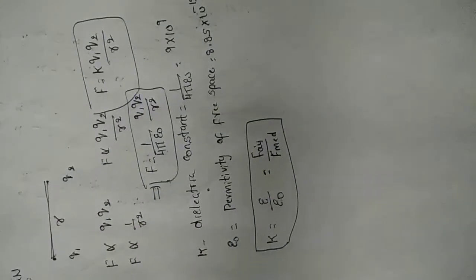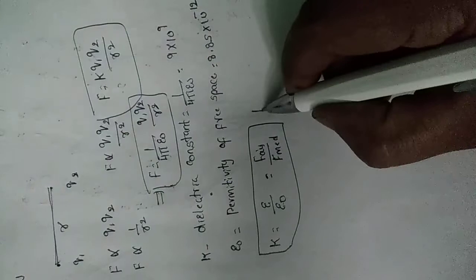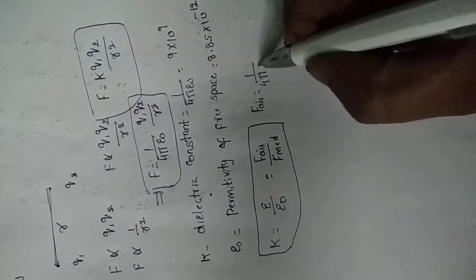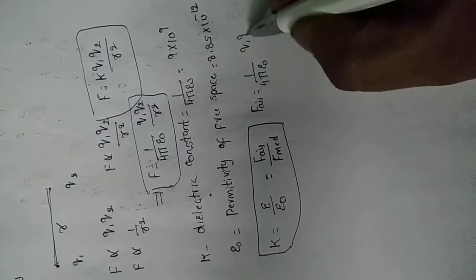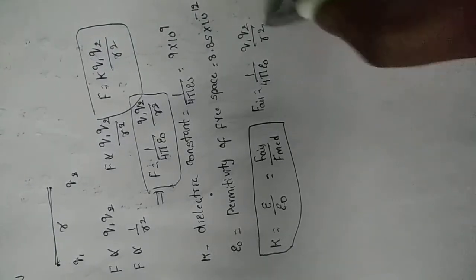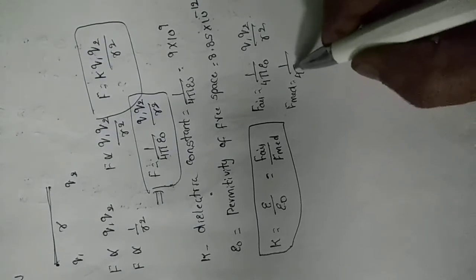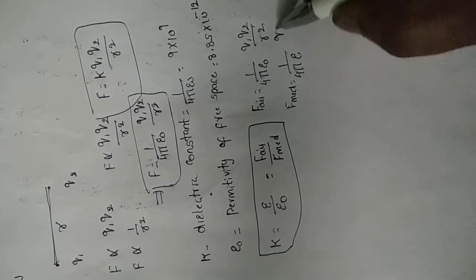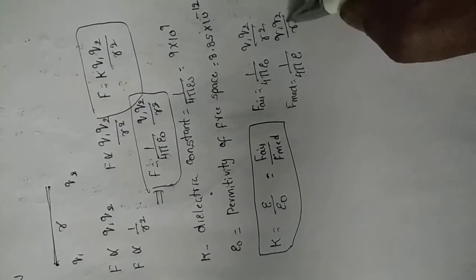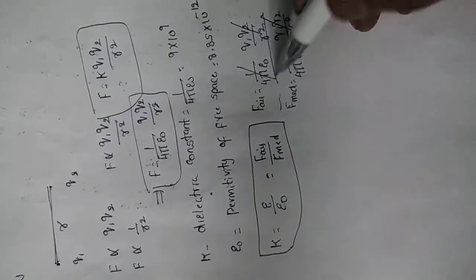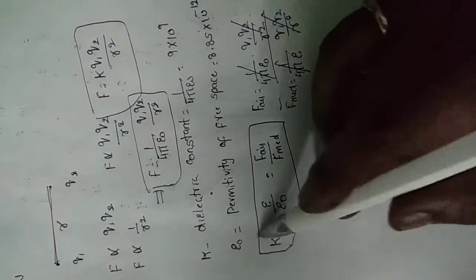So these are the formulas we can use. For example, force between two charges in air, how is the formula? 1 by 4 pi epsilon naught Q1 Q2 by R square. If it is in medium, the formula is what? 1 by 4 pi epsilon Q1 Q2 by R square. If you divide these two, Q1 Q2 by R square cancels, 1 by 4 pi cancels, and epsilon naught by epsilon is nothing but K.